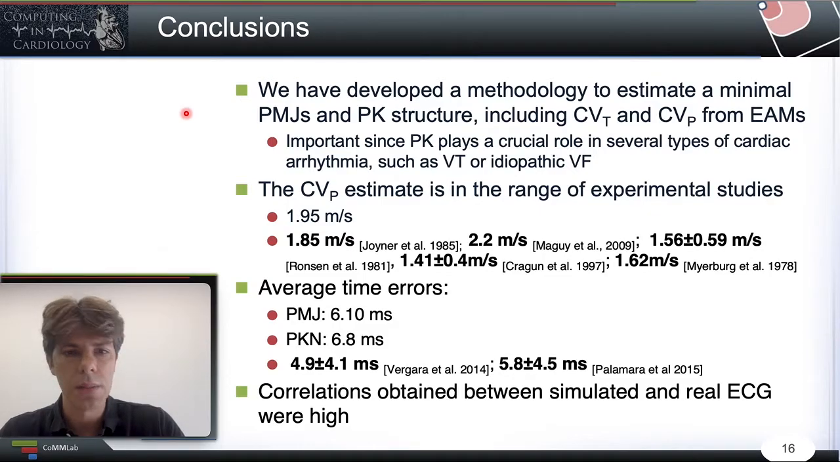The conduction velocity estimated in the Purkinje was 1.95, which is in the order of the works presented in the literature that you have summarized here with different conduction velocities obtained. The average error when we compared the electroanatomical maps and the data was 6.10 milliseconds for the early activated sites. When we included the structure, 6.8, which is in the range of other works presented in the literature that also estimate the Purkinje system, and the correlations obtained between simulated and real ECG were very high, as we've seen in the previous slide.